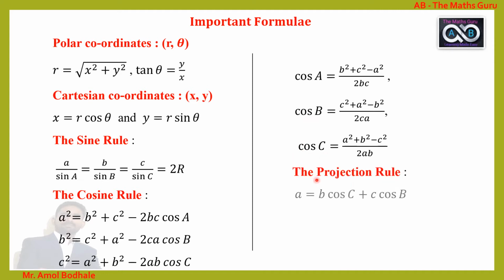The projection rule. a is equal to b times cos C plus c times cos B. Similarly, for b and c, so we can remember when we are considering small a equal to, which is b times cos C plus c times cos B. So that means we have to interchange this b and c.